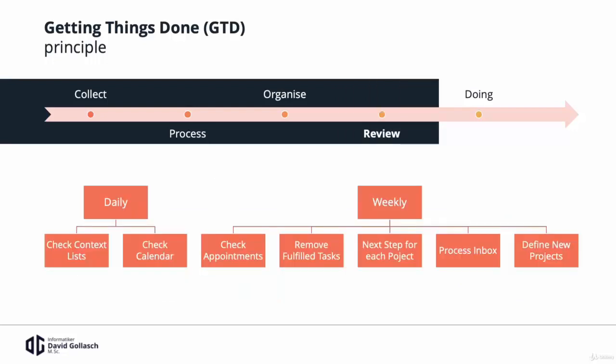Now the fourth step of the GTD system is the review phase, where you have to do certain things on a regular basis. So for example, you have to check whether the contexts that you defined are correct. So you go through all the different contexts and filter all your actions to see if everything you organized into your action list using those contexts is filed and organized in the right way.